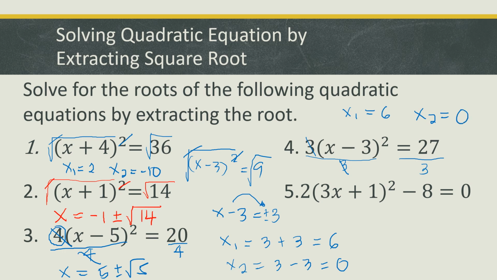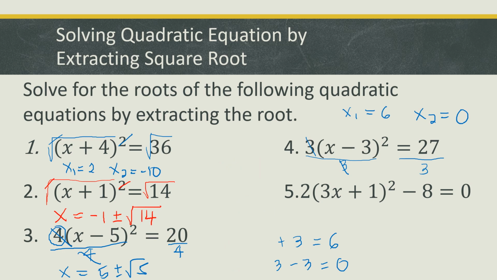Okay? Let us try example 5. In example 5, the same thing, we need to eliminate the value of a, which is 2. So divide both sides first by 2. Cancel. We have now here 3x plus 1 squared minus 4 equals 0.